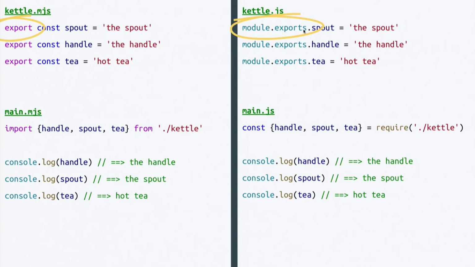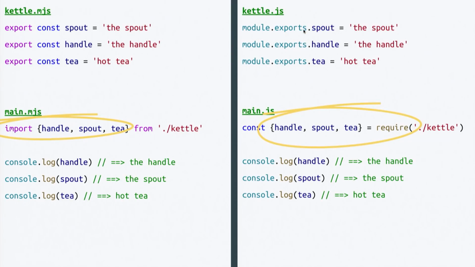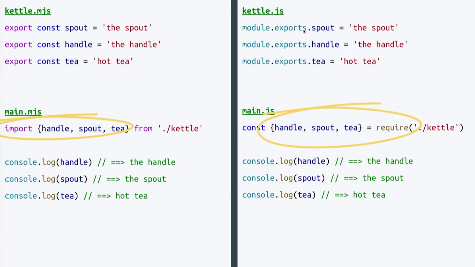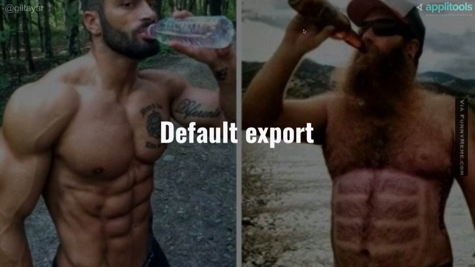How does it work in ESM? You just export a variable. Once you export that variable, you can import it using curly braces. Perfect. And the same looks like this. So there's a very big similarity here between named exports in CJS and named exports in ESM, and we will see that there are subtleties here in named exports which are interesting. Default export.